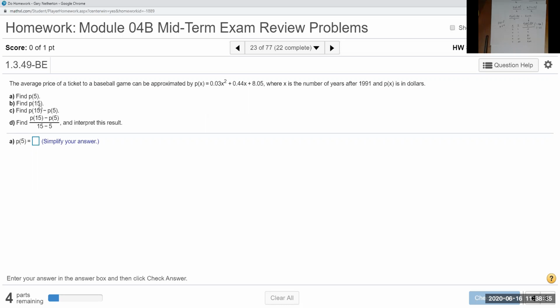And then they say, what's p of 15? That means we're looking at 15 years after 1991. So now we're going to calculate the ticket price in basically 2006. And then they say, so how much did the prices of the tickets change? What was the price of the ticket in 2006, subtract the price of the ticket in 1996. So how much did the price change in those 10 years? And then this last thing is called an average, where you say, how much did the price change and how many years changed? And this tells you, basically on the average, how much the ticket price changed every year.